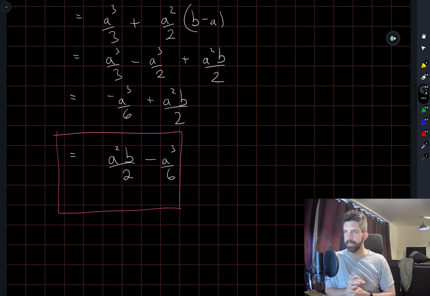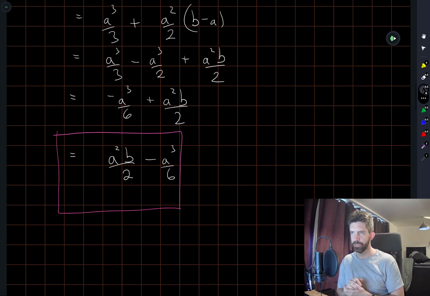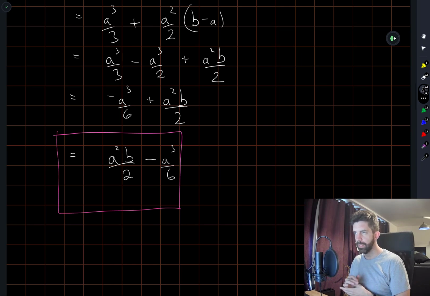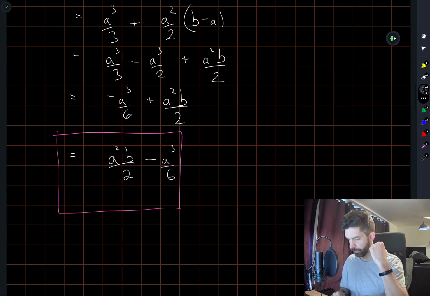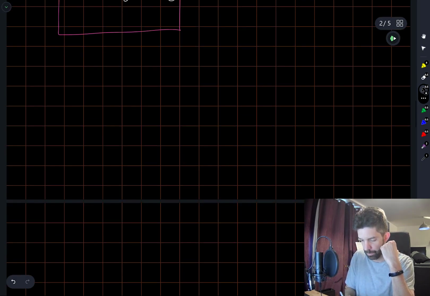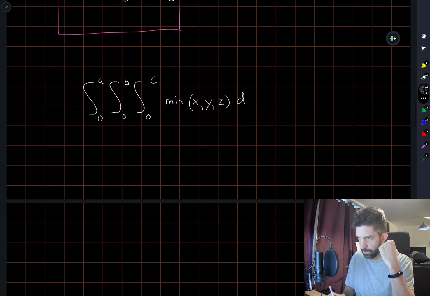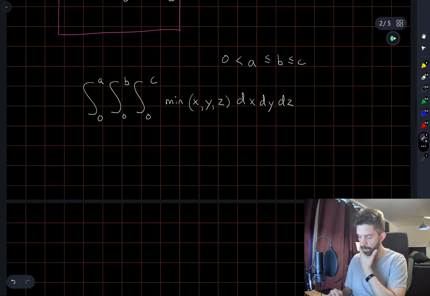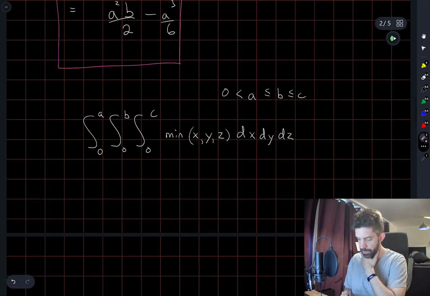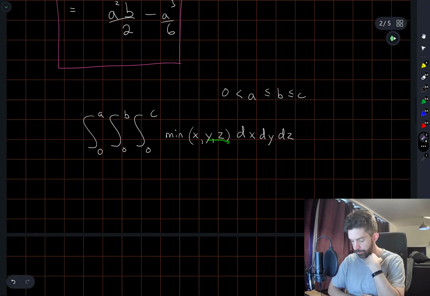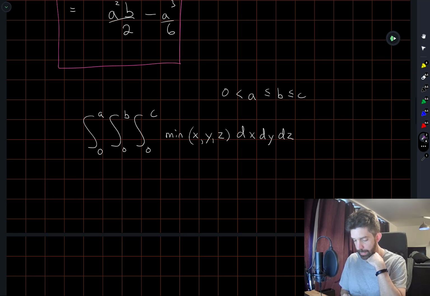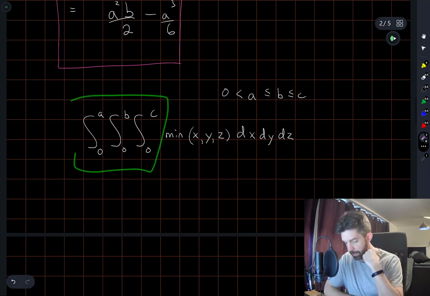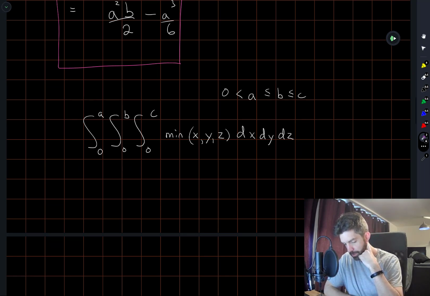So I'm going to read the slightly harder version of the problem that was also submitted by the viewer. It's basically the exact same question, except we generalized to 3 dimensions. So I can just write out what we're asked to compute. So we introduce a third variable now. We have a function of 3 variables, the minimum of x, y, and z, and we're just integrating again over a rectangular region.